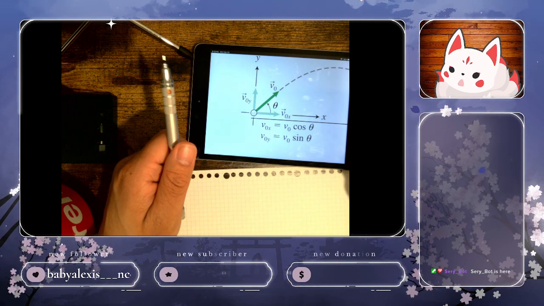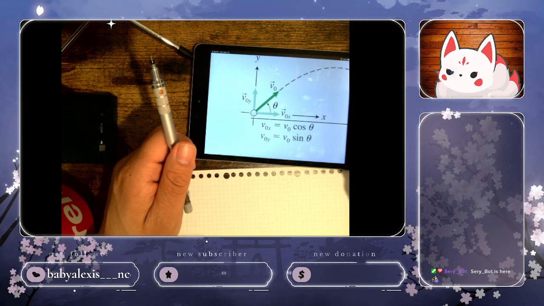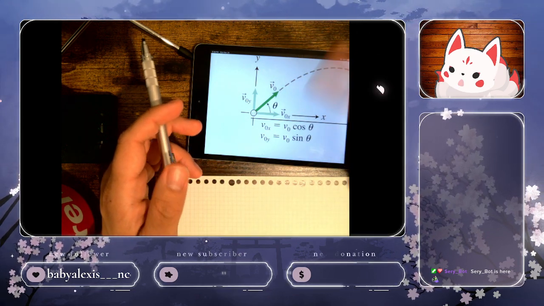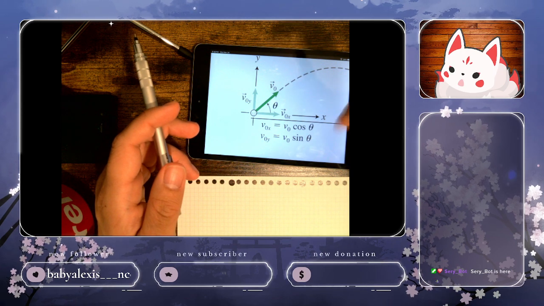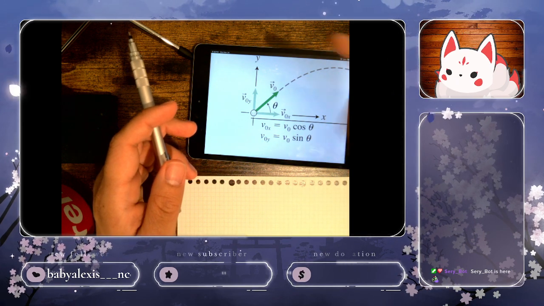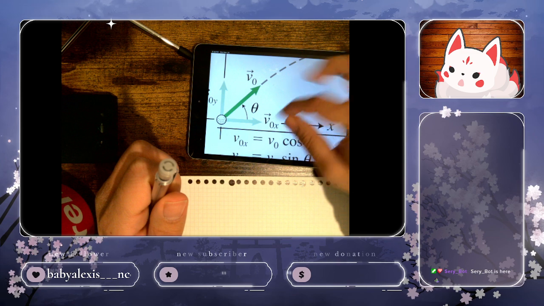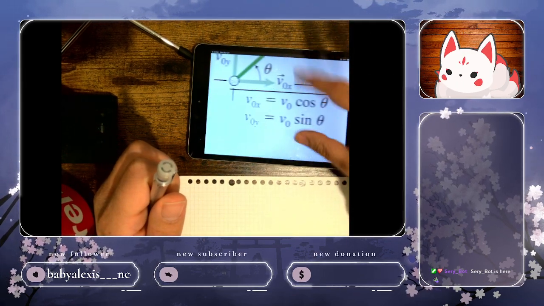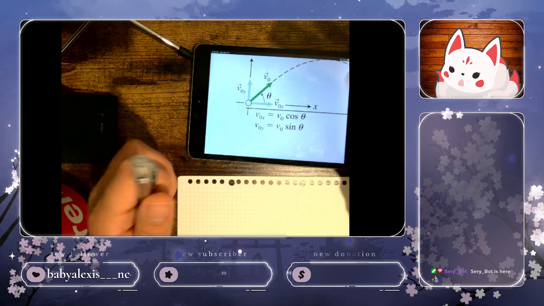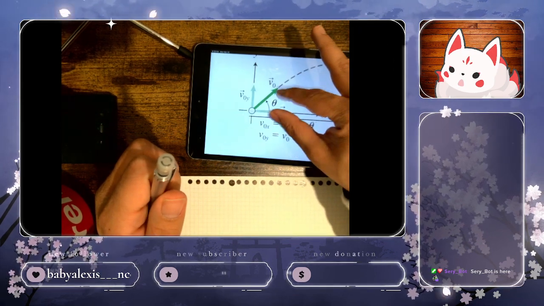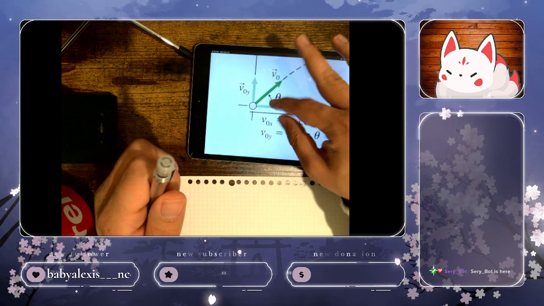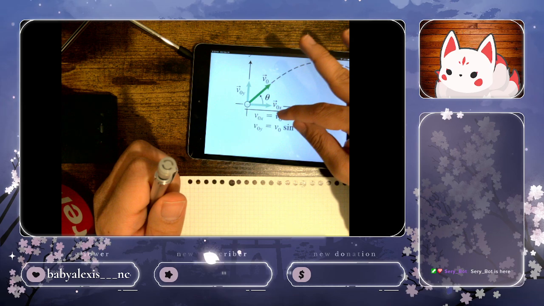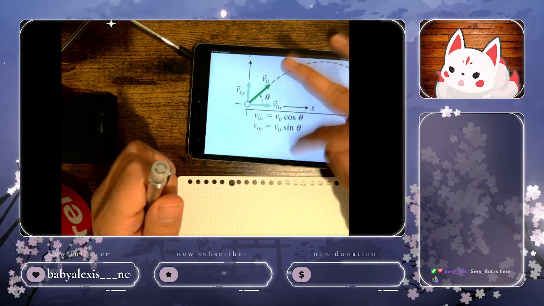V0X and V0Y are the initial velocity in the x direction and the y direction. The directions: x is horizontal, y is vertical, up and down. Theta is just the angle from the x-axis to V0. And then here we have what these equal. They all have values, which is just V0, the main thing, times cosine or sine of that.